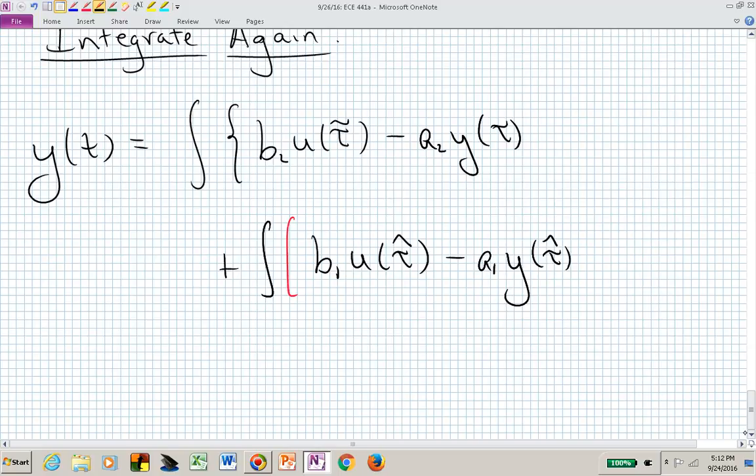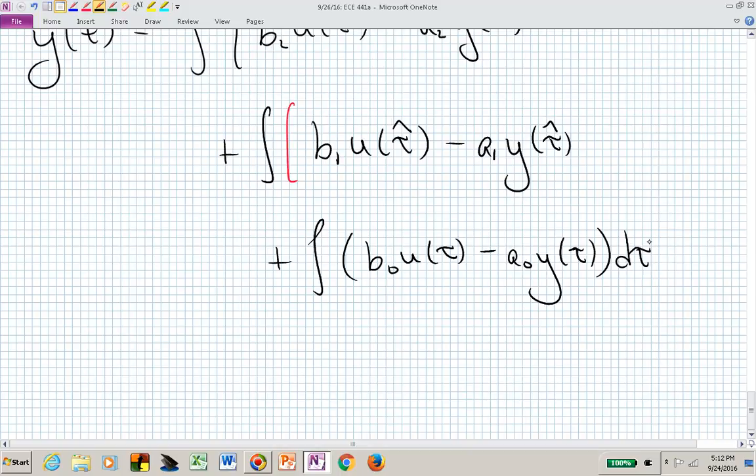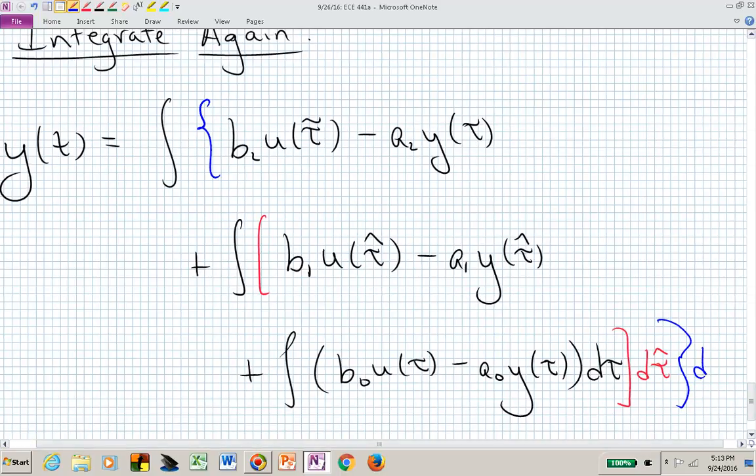Again, I haven't closed up that square bracket yet, and I now say plus this integral in the normal parenthesis, b sub 0 u of tau minus a sub 0 y of tau d tau. I can now close up my square bracket, and maybe I will go ahead and change the color just to make it maybe a little bit cleaner. And now this is the last differential, and that's d tau tilde.